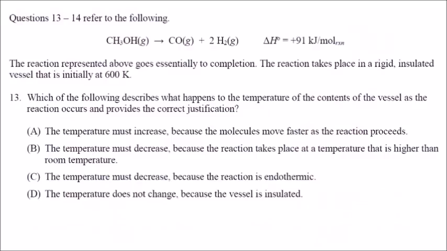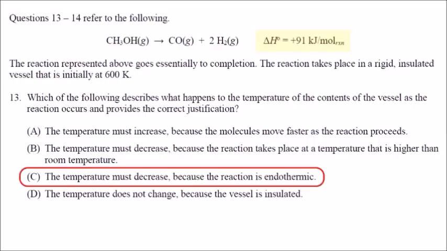In this particular reaction, we know that the delta H is positive, so it's endothermic. Therefore, our thermometer, which is part of the surroundings, would measure a decrease in temperature because the reaction is endothermic.